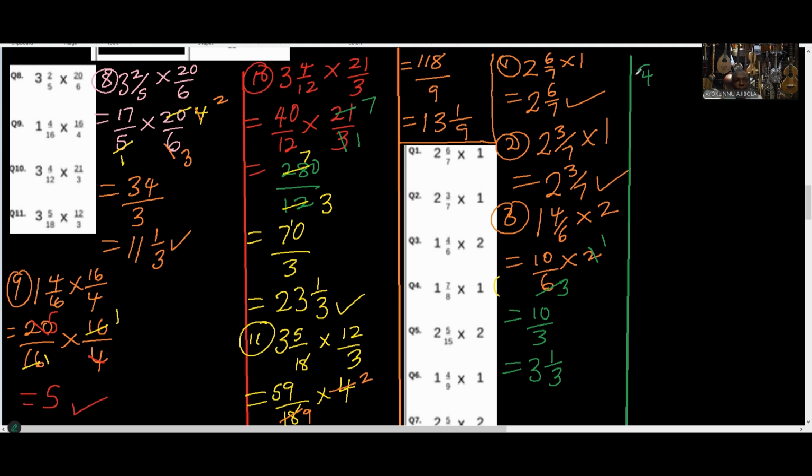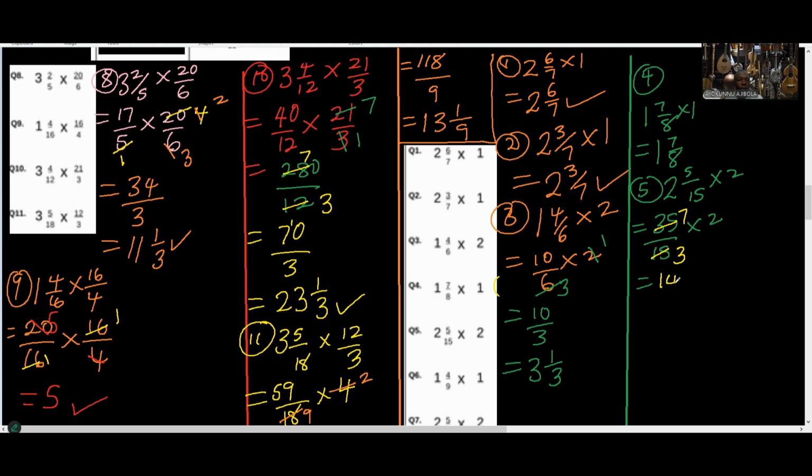Then number 4. For number 4, we have 107 over 8 times 1, and this is the same as 107 over 8. No need to multiply. Number 5, we have 205 over 15 times 2, which is 15 times 2 is 30 plus 5. That is 35 over 15 times 2. Then I can divide by 5, 5 here 3, 5 here 7.